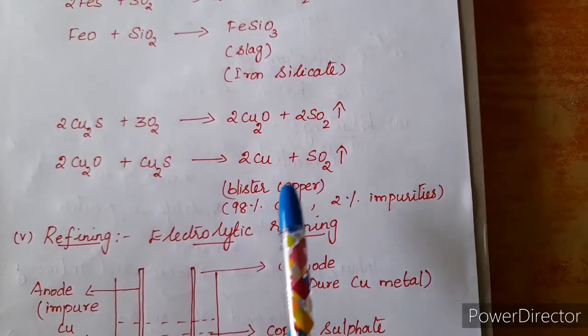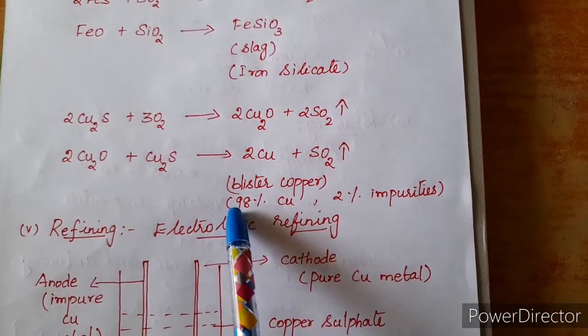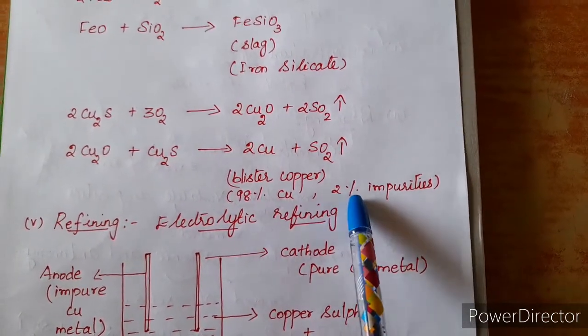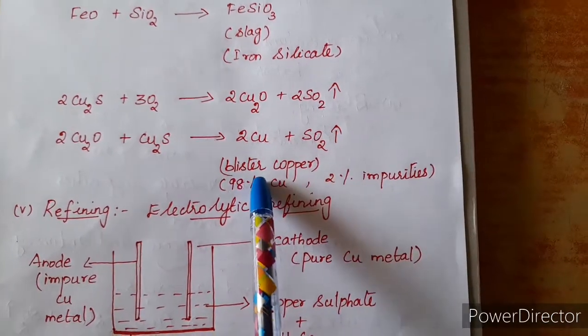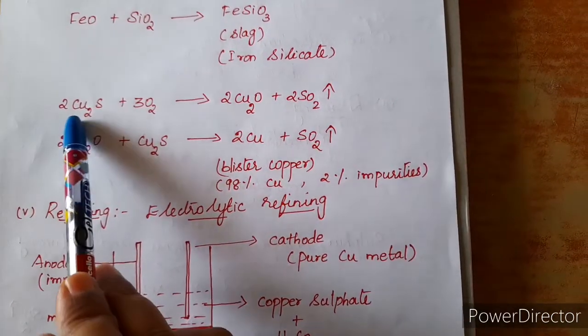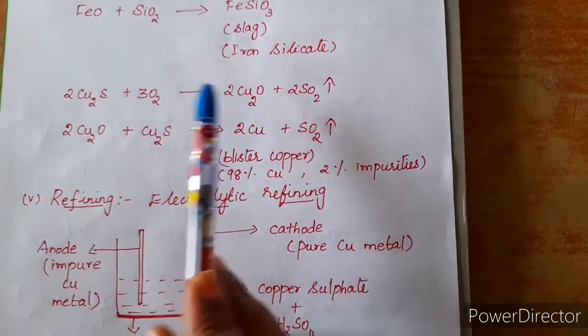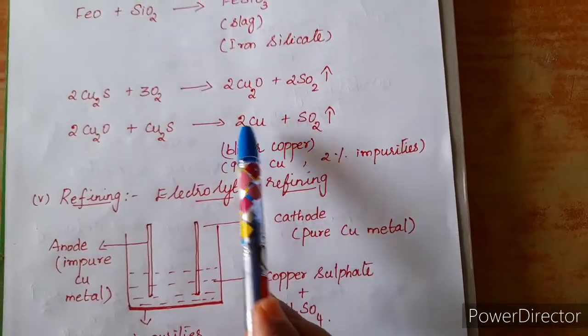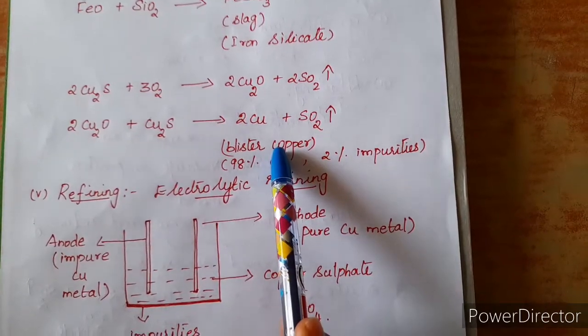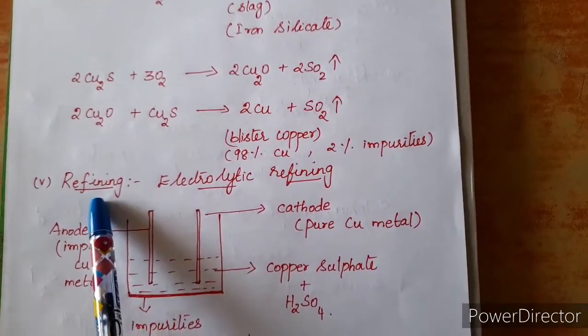And this metal that we have obtained is called the blister copper. Now why is it called blister copper? It consists of 98% copper and 2% impurity. So it is called the blister copper. So from copper sulfide we have converted the sulfide into oxide, and from oxide we got the blister copper. Now this has to be purified, isn't it? So that is called the refining process.